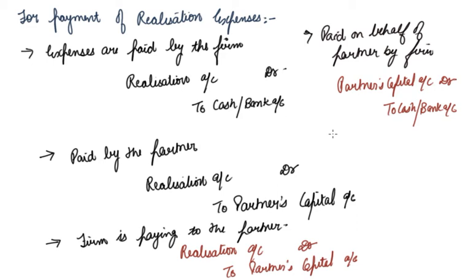And there will be no entry passed when the partner has to bear these expenses and he pays out of his pocket, right? And if nothing is mentioned about how the realization expenses are paid, in that case we will assume that the firm has met the realization expenses. So this first entry will be passed if nothing is given about the realization expenses.